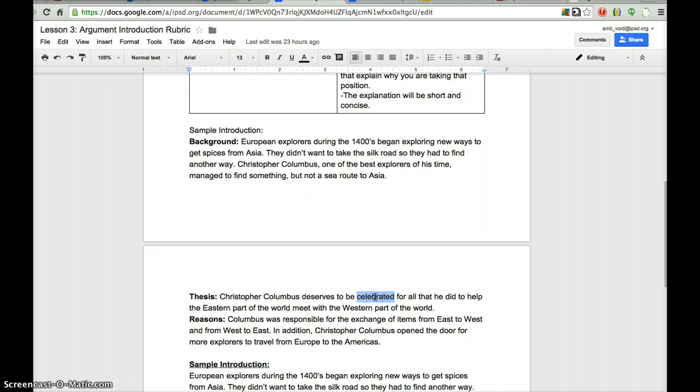Okay? Please write your introduction to your Christopher Columbus argumentative debate essay using this rubric. Please again only write the introduction today.